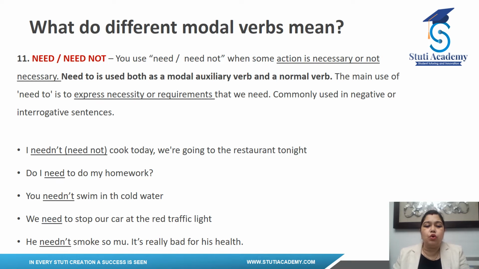He needn't smoke so much. It's really bad for his health. So it is not required. He needn't smoke so much. Okay. Again, negative sentence, needn't or need not.